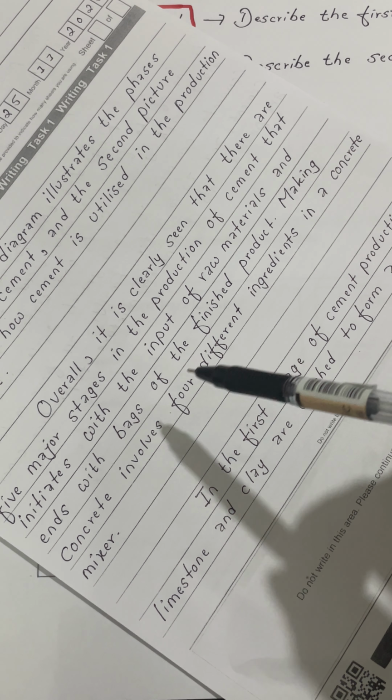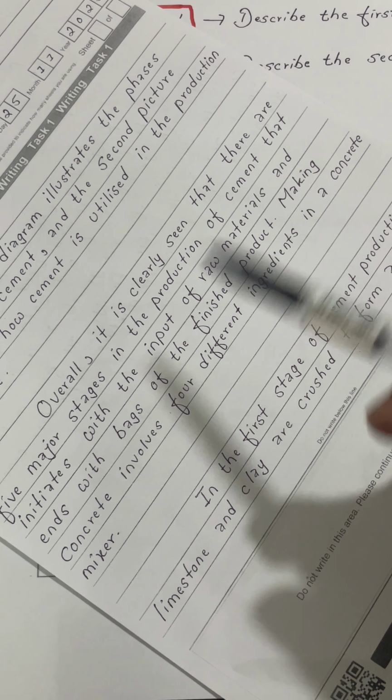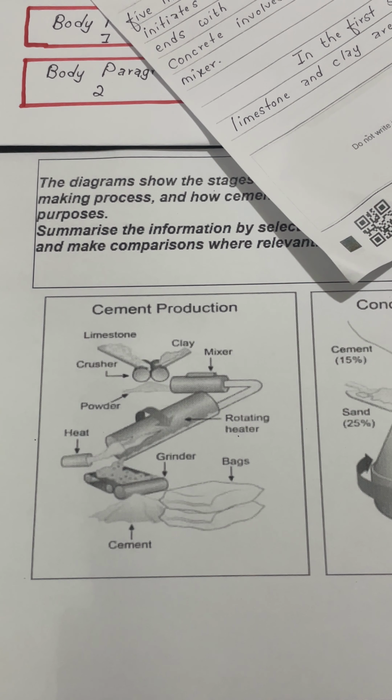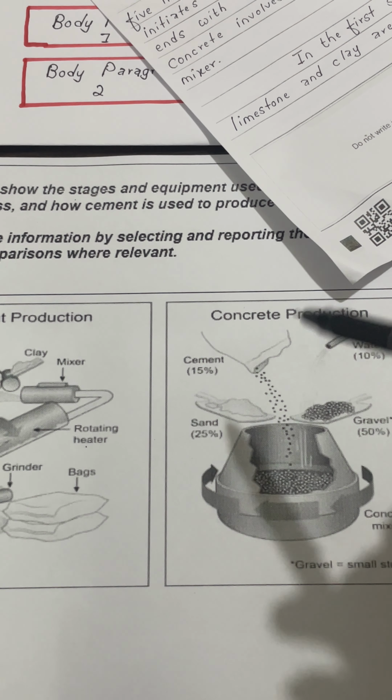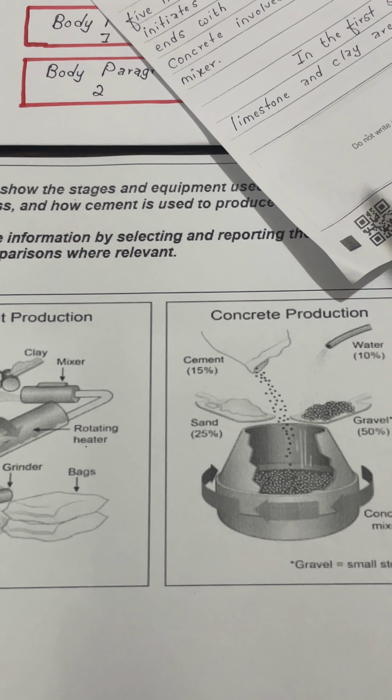Making concrete involves four different ingredients in a concrete mixture. What are the four ingredients? They are cement, water, sand, gravel. In the overview, you don't need to be very specific, just provide general information.